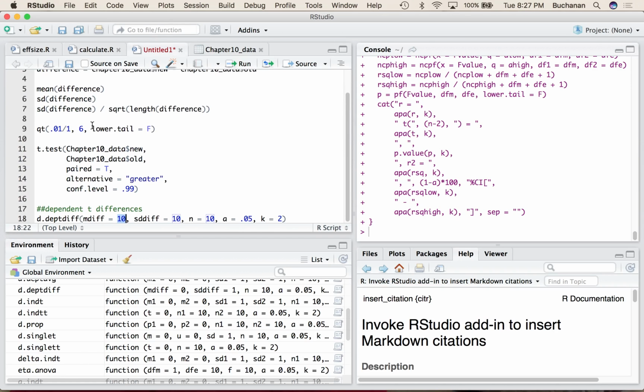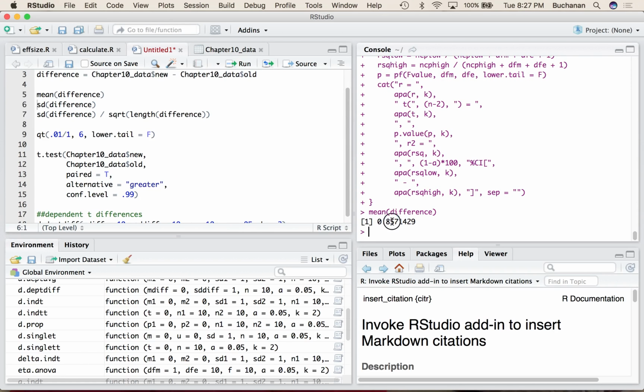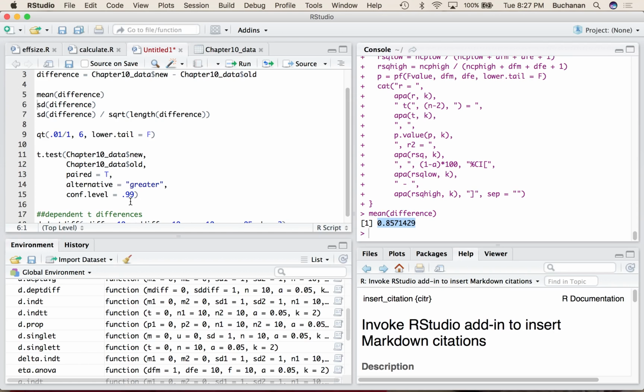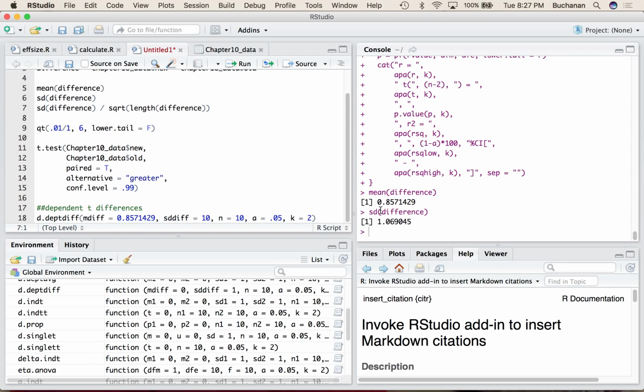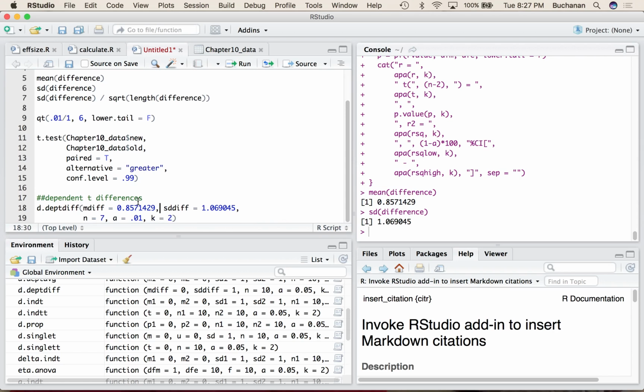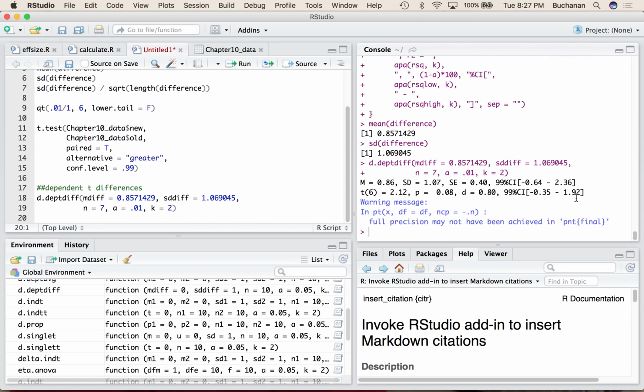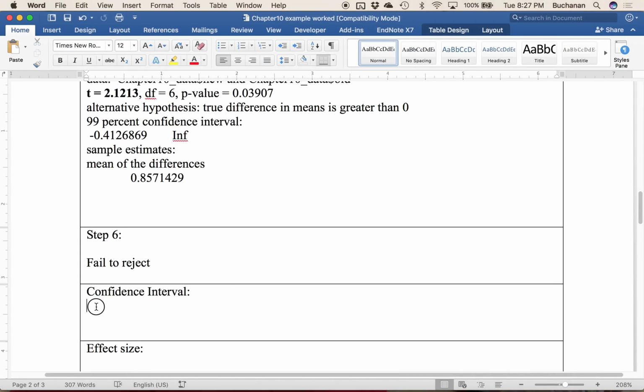So our mean difference here was this number, 0.86. Our standard deviation of the difference scores was 1.07. I'm just cutting and pasting here. N was 7. Alpha here is 0.01, so we get the right confidence interval, and k equals 2. I can hit enter in the middle here, so I have a little more space to see. I'm going to run that. I'm going to ignore this warning. I can triple check what I did.